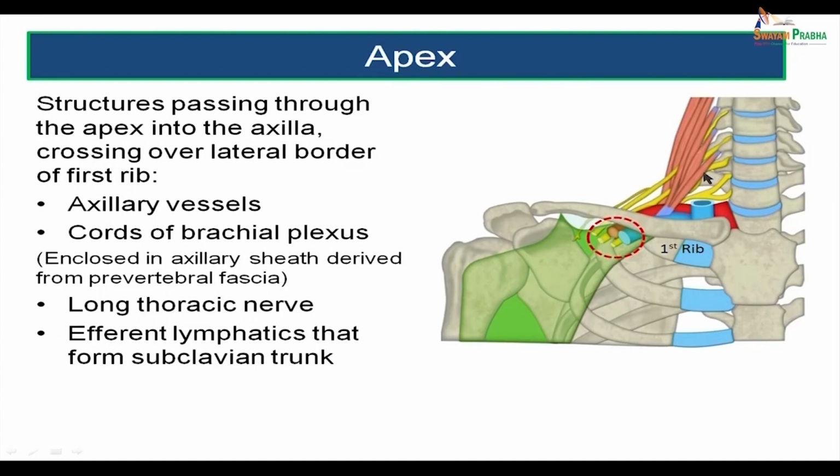There are important structures which pass through the apex into the axilla, and they cross over the lateral border of the first rib. What are these structures? They are the axillary vessels, that is axillary artery and axillary vein. Then cords of brachial plexus. These structures are enclosed within a sheath called the axillary sheath. Also passing down is the long thoracic nerve and efferent lymphatics that ultimately go up to form the subclavian trunk.